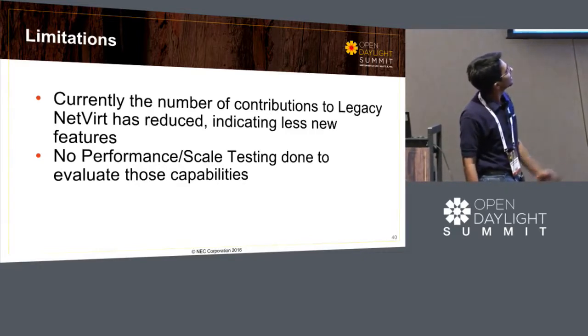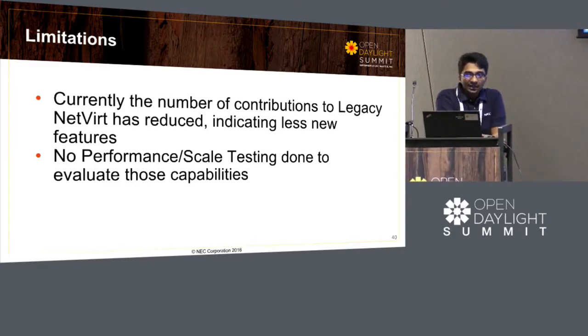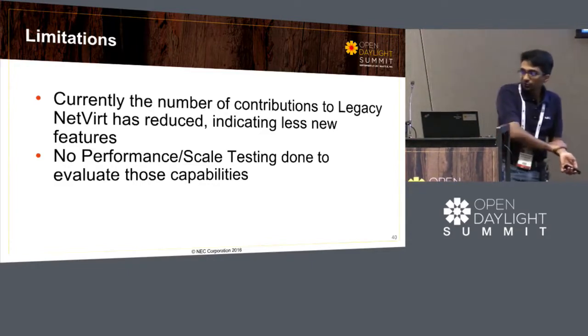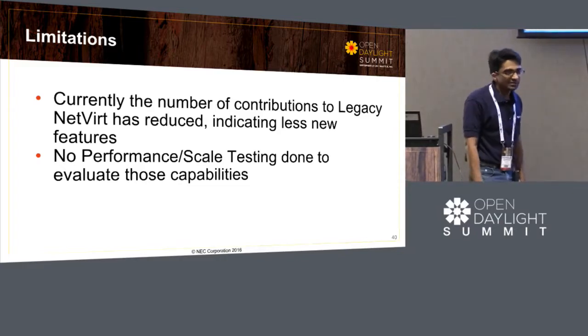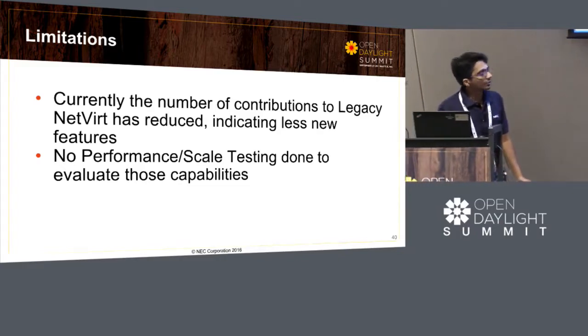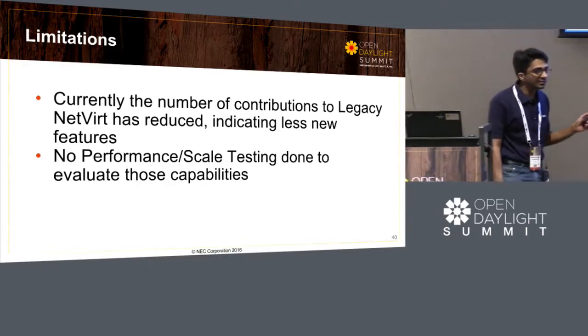Okay, the current limitations, as we understand them: with the legacy network approach we have taken, as I already mentioned, we are seeing fewer contributions because of the newer network. So it is better to move to the new network sooner. Also, there are no performance or scale tests currently available to evaluate whether it can scale or what the performance is. Such testing also needs to be added.